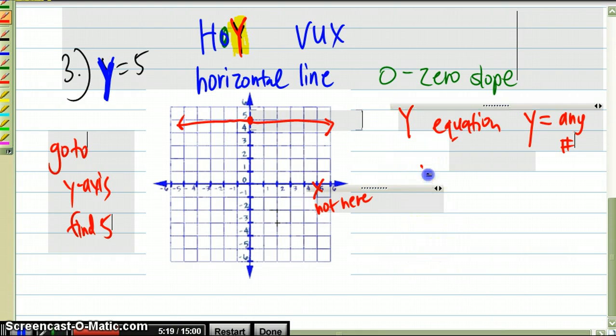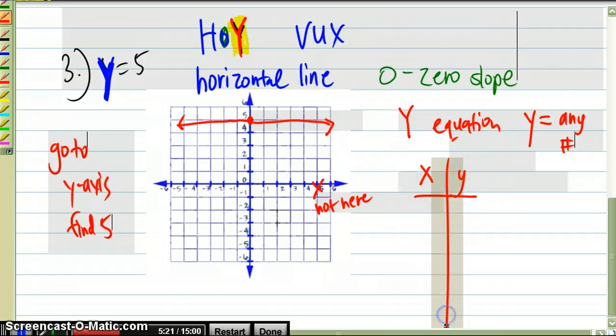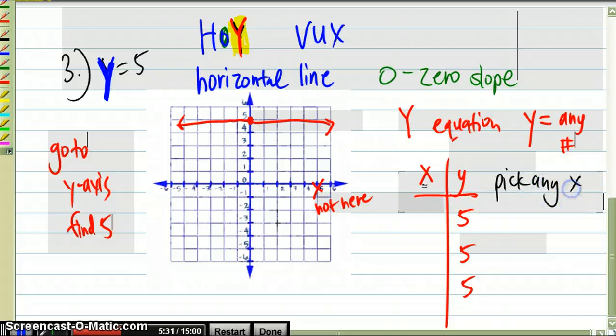I could create a little simple chart where y is always going to be 5, 5, 5, so I can just write 3 5s, which means I can pick any x. So I'm going to pick 0, 1, 2. So if I actually plot 3 of those points, it will end up on these 3 points, which is still on the line. It's just a quick way to verify that my answer is correct.